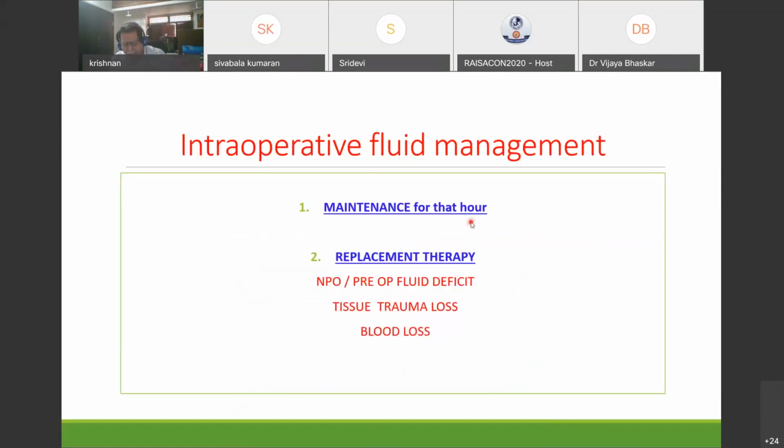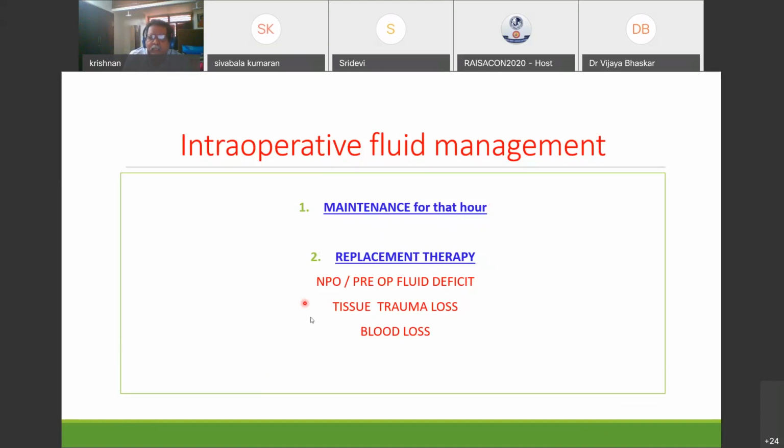Now we come to the intraoperative part of the fluid management. Here you will have to give the maintenance for that particular hour. So if the surgery starts at 9 o'clock, so 9 to 10, you give a maintenance fluid based on Holliday-Segar's 4-2-1 formula, which the NICE guideline says you calculate the total dose, give only 50 to 80% depending upon the patient's condition, and you use only isotonic fluid containing sodium of 131 to 154. That will be Ringer lactate or Plasma-Lyte.